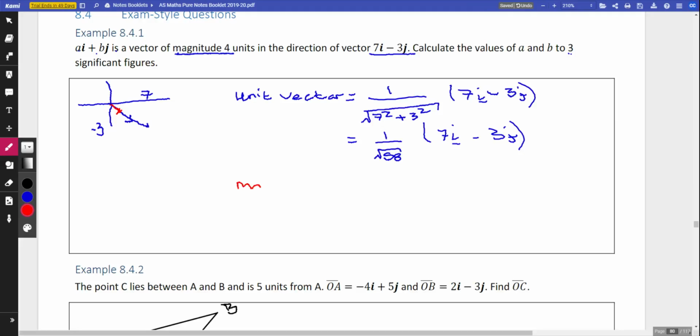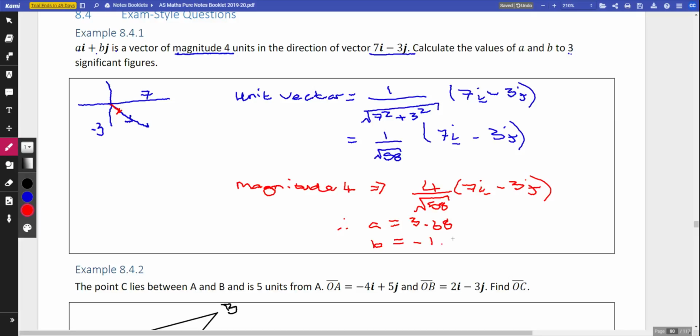So because we've got magnitude 4, what we can say is that I want 4 lots of this unit vector. So the blue here had length 1. This now, if I multiply it by 4, has length 4, and it is going in exactly the same direction as that. So I'm saying I want 4 lots of that unit vector there. If we calculate this, so just expand that bracket, so 7 times this and minus 3 times this, we end up with a is equal to 3.68 to 3 significant figures, and b is equal to minus 1.58 to 3 significant figures, as asked for in the question.